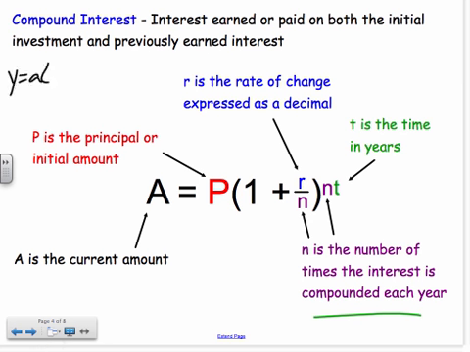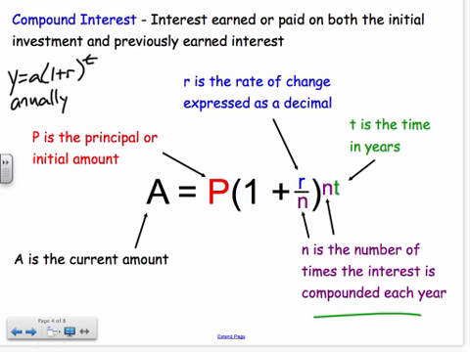Right? My y equals a times 1 plus r to the t. If it's compounded annually or once a year, it's just that equation. But if it's compounded monthly or something else, then we have to take into account that n that we got. Otherwise, it's the exact same equation. Okay? So let's take a look at this.